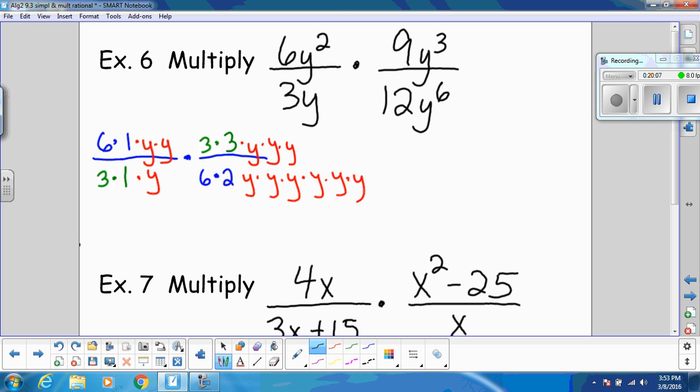So what can we cancel? The 6s I can cancel. The 3s I can cancel. Doesn't matter which 3 you cancel. And if you want to think about the 1s cancel as well. So I really just have 3 in the numerator and 2 in the denominator.